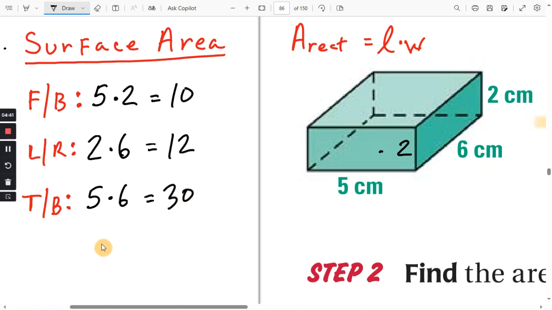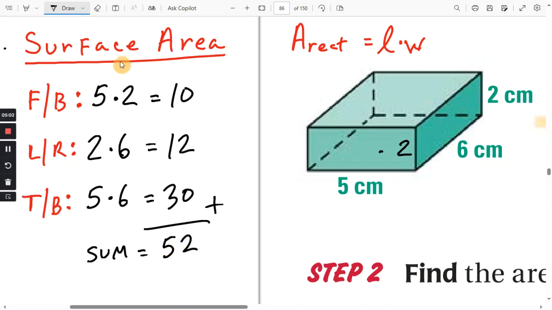Notice we used each length 2 times. We used the 2 twice, we used the 6 twice, and we used the 5 twice. All right, so you want to get the sum. 30 plus 10 is 40, plus 12 is 52.